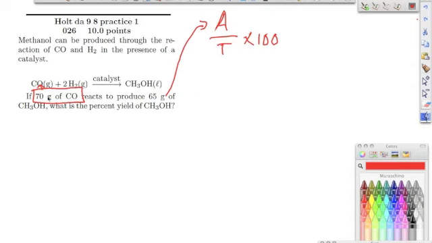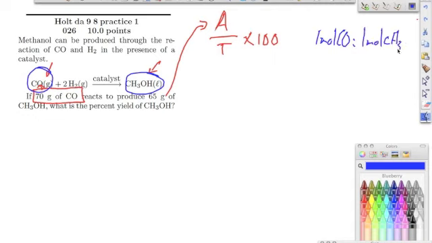To find our theoretical yield, we're always going to do a gram to gram conversion between one of our reactants and our products. If we're doing a gram to gram conversion, the first thing we need is our mole ratio, and looking at this, our mole ratio is going to be a 1-to-1 ratio. So we have 1 mole of carbon monoxide equals 1 mole of methanol.